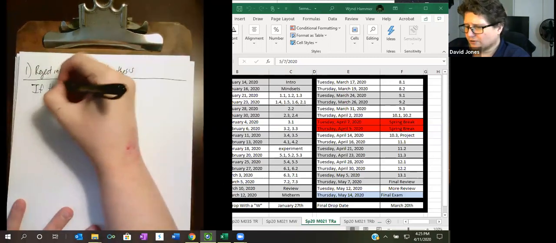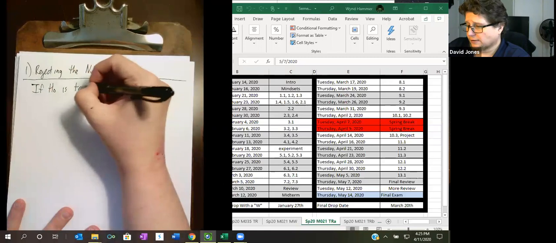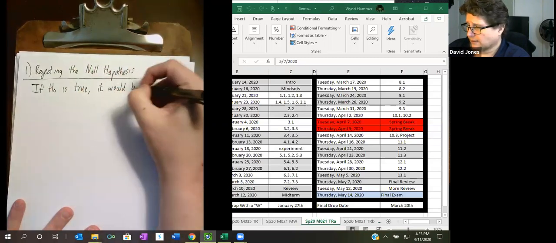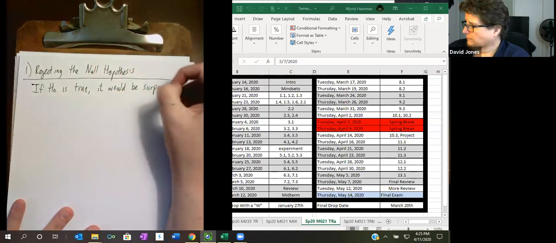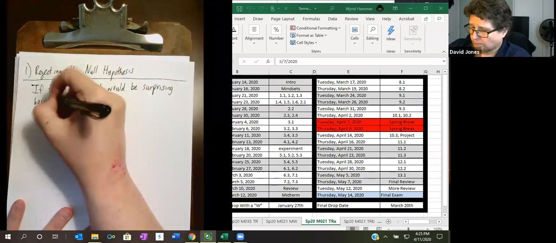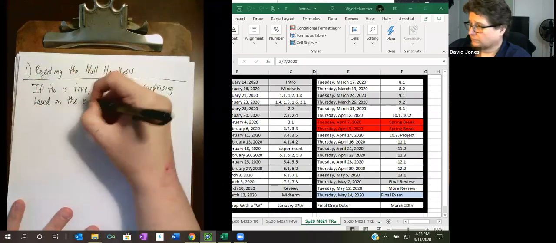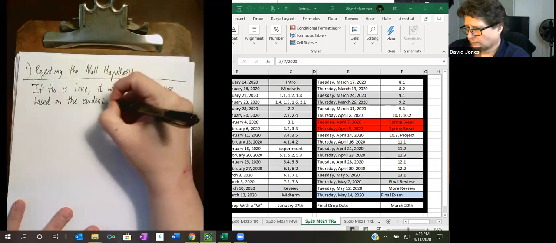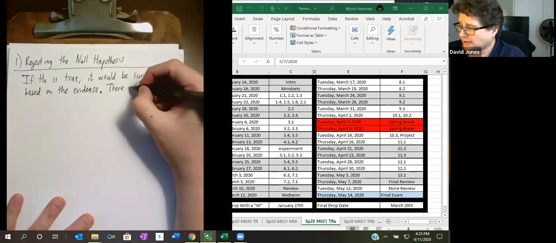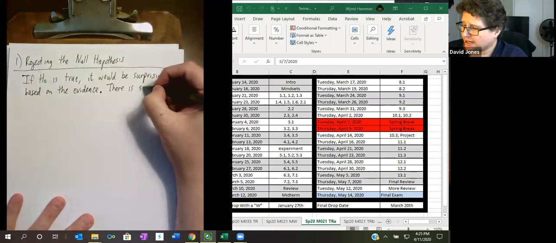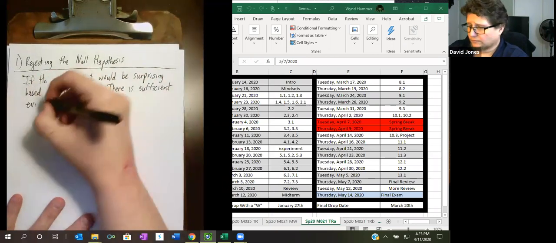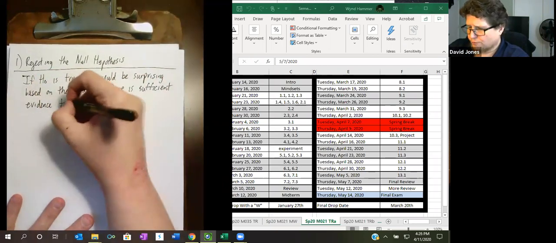If H naught, or the null hypothesis, is true, it would be surprising based on the evidence. Which means there's enough, or sufficient, evidence to reject H naught.